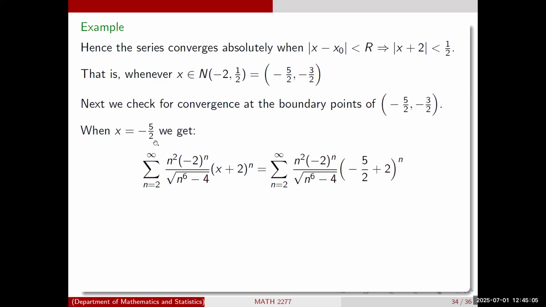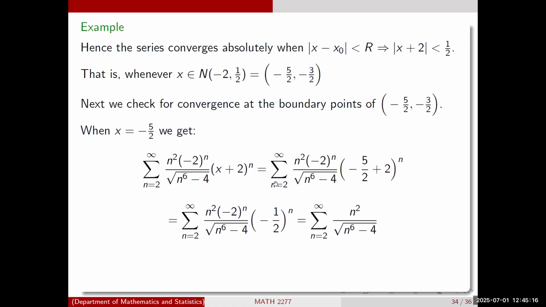So take x equal to minus 5/2, plug it into your series, right? So it's a bit of a mess right now when you plug it in. Okay, but some stuff should simplify down, right? So some stuff will simplify and you get this series, n squared over square root n to the 6 minus 4. So now is where all those tests we did before, the comparison test, the ratio test, right? All of those tests now come into play.